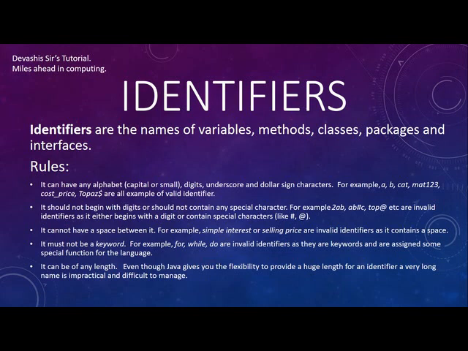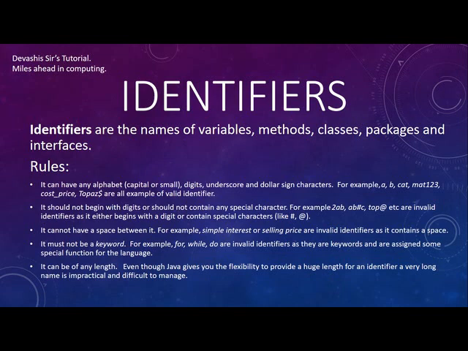So what are the rules? It can have any alphabet, capital or small, digits, underscore, dollar sign characters. A few examples are also given over there. You can see it should not begin with a digit. So you cannot have a variable beginning with a digit. You must have seen in the first two points, there are only two symbols which are allowed, that is underscore and dollar. So these two symbols may be used in a variable. But apart from that, nothing else. And remember, you should only use an alphabet to begin an identifier name.